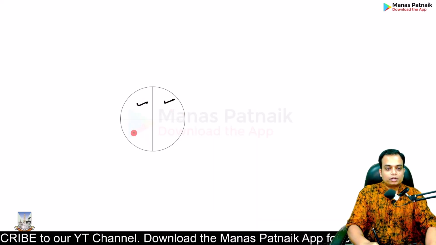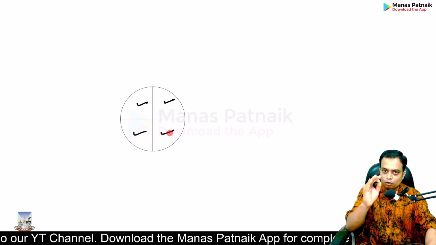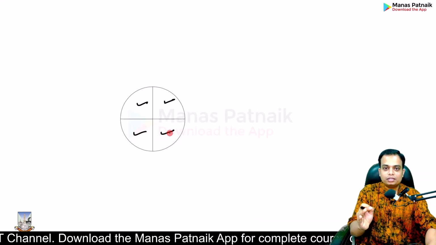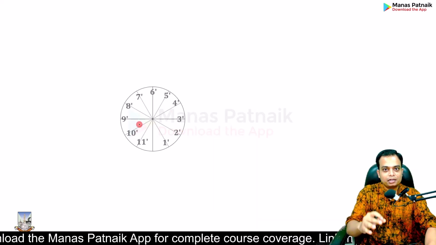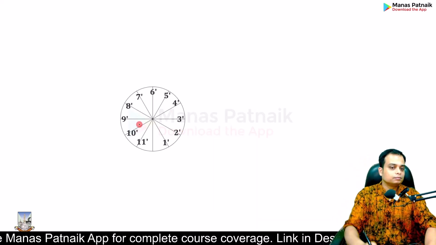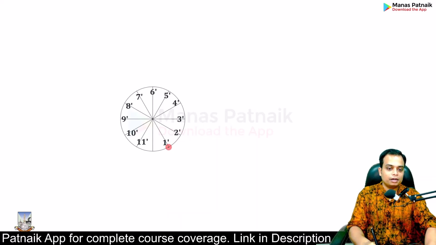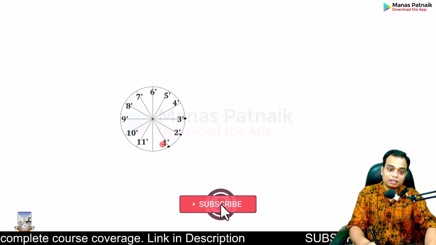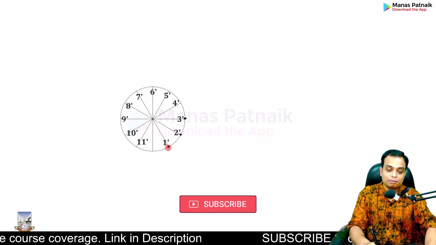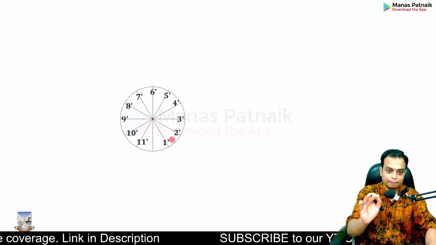These are the 4 quarters. Each of these quarters can be divided into 3 more parts. So 3, 3, 3, 3 will make it 12 equal parts of the entire circle. Please do the divisions like this: 1 dash, 2 dash, 3 dash. There is a specific reason why this particular point has been marked as 1 dash. I'll come to that. Don't worry.